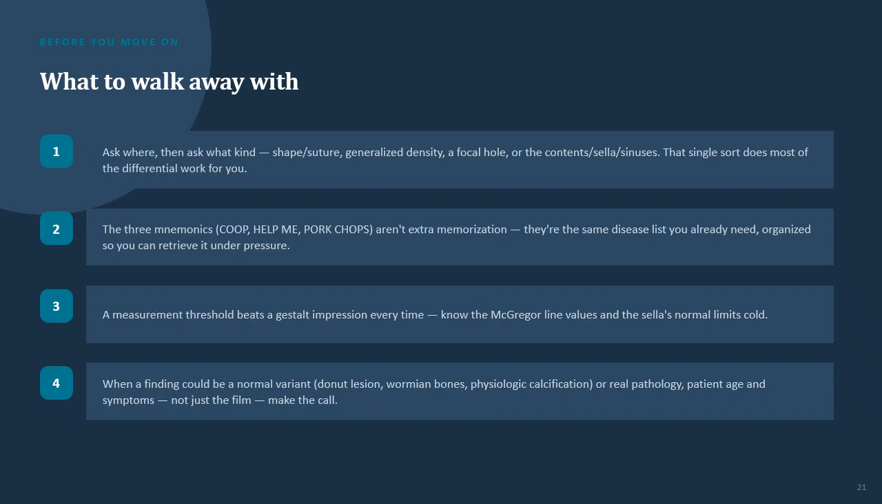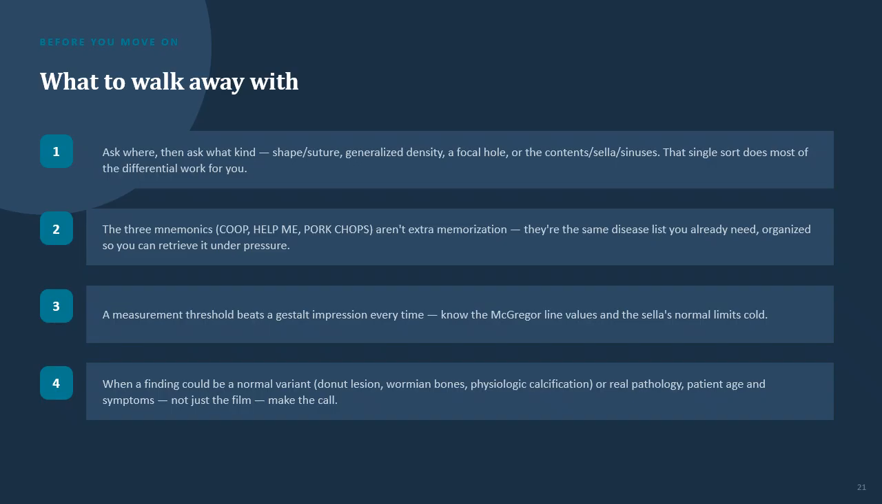Is the pattern involving the jaw? Does it involve the sella turcica? Does it involve the sinuses, or does it involve sutures? In terms of measurements, although we're not doing any of these measurements, those measurements can help us decide whether something is normal or abnormal.